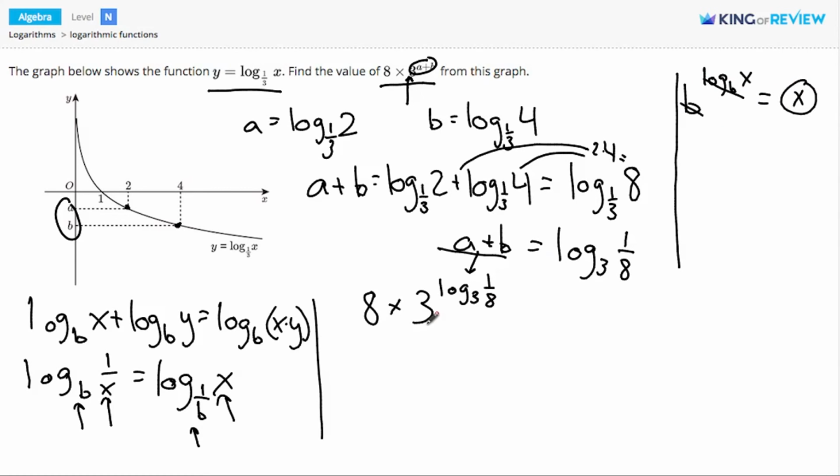Since we're raising 3 to the power log base 3, the 3 and the log base 3 cancel out, and all we have is 8 times 1/8. 8 can be written as 8 over 1, so this product is 8 over 8, or just 1.